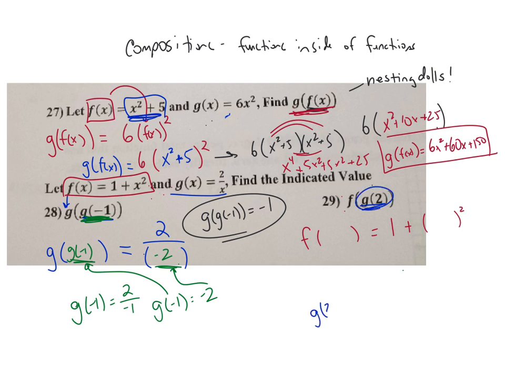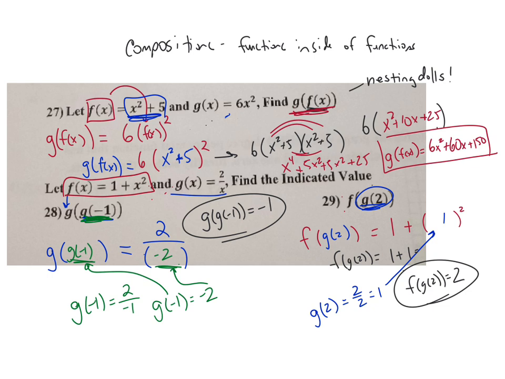So I'm going to do this as scratch work. G of 2 I want to put in here. So I got to find out what g of 2 is. Well, g of 2 is 2 over, instead of x I put 2, which is 1. So I put that 1 right there. So f of g of 2 is going to be equal to 1 plus 1 squared. So f of g of 2 is going to be equal to 2. And that's it.